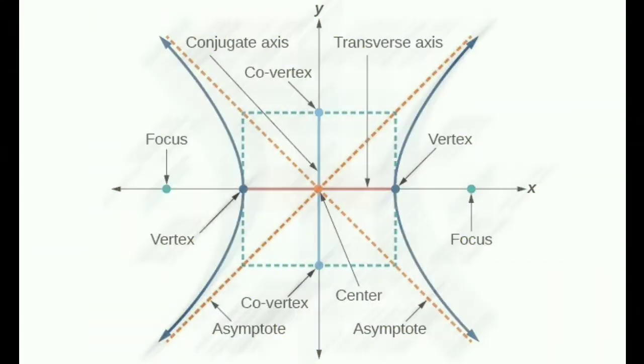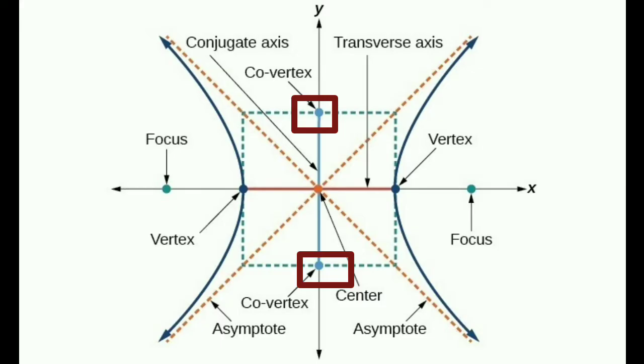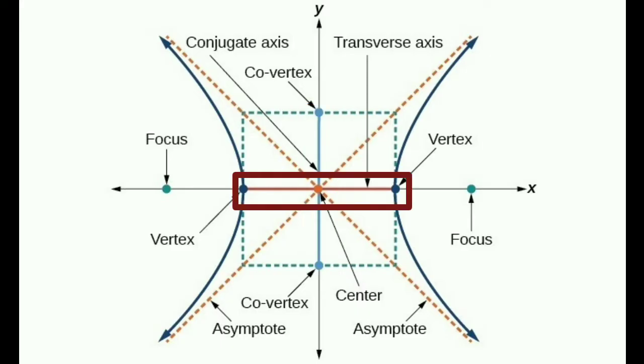What are the different parts of the hyperbola? Let us study the different parts of a hyperbola. This is an example of a hyperbola with a horizontal transverse axis. We have our center here at the origin. We have two vertices, vertex 1 and vertex 2. We also have two foci, focus 1 and focus 2. We have our co-vertices here and here. These are also the endpoints of our conjugate axis. So this is our conjugate axis and this is our transverse axis.